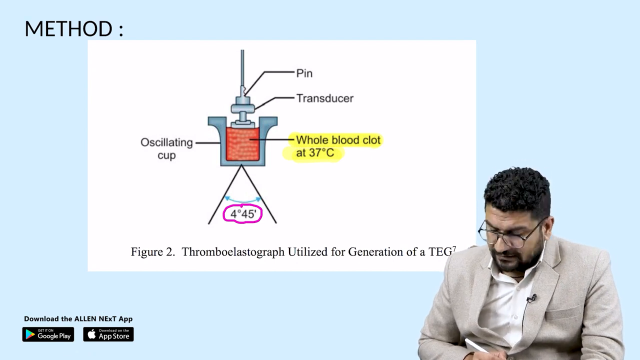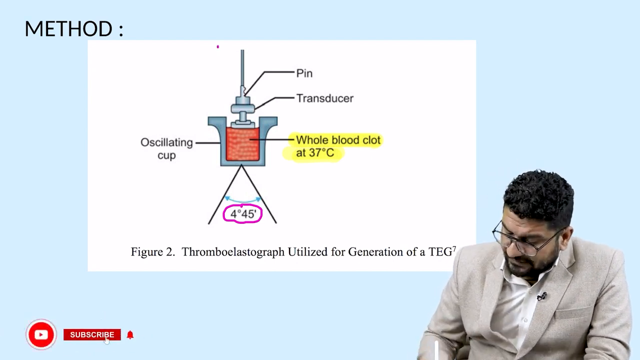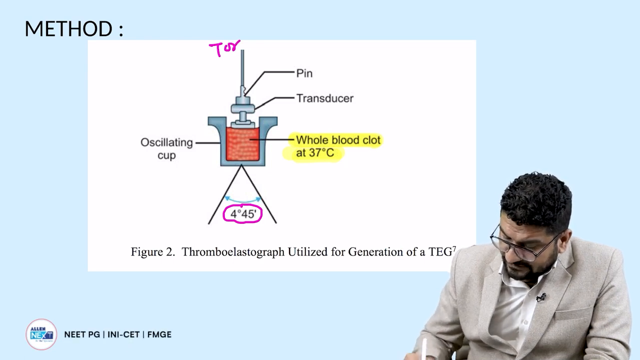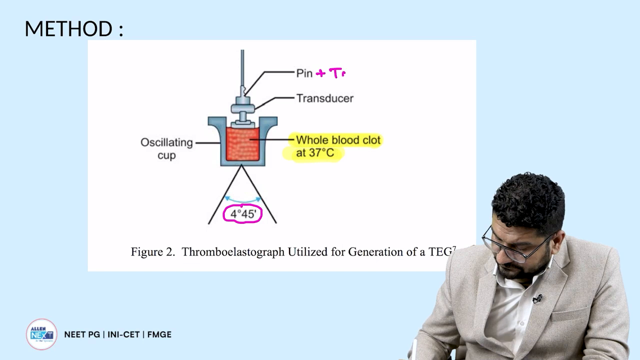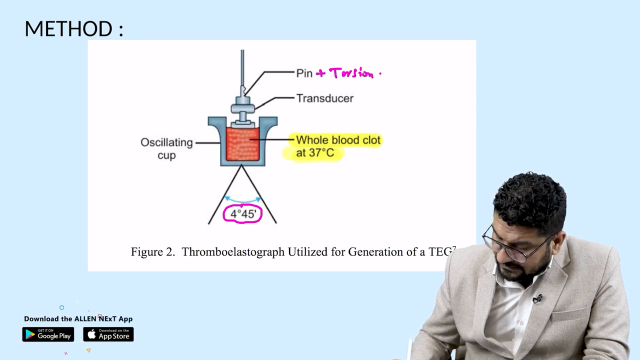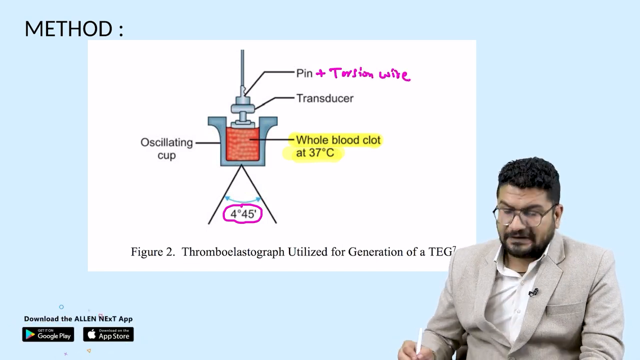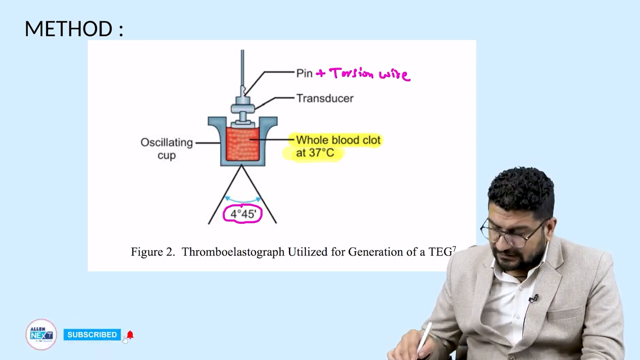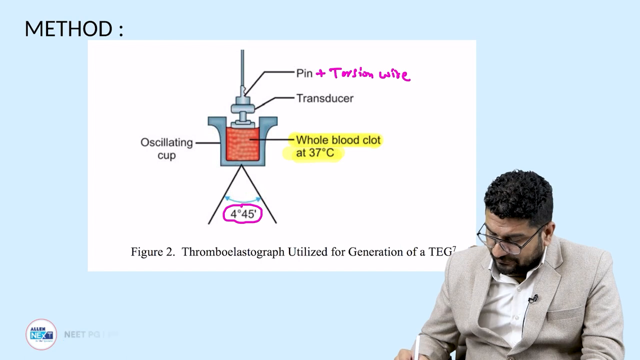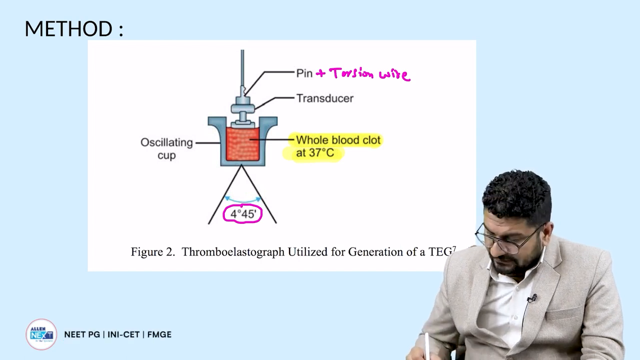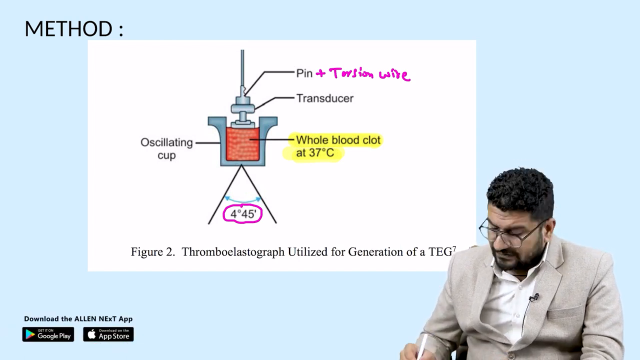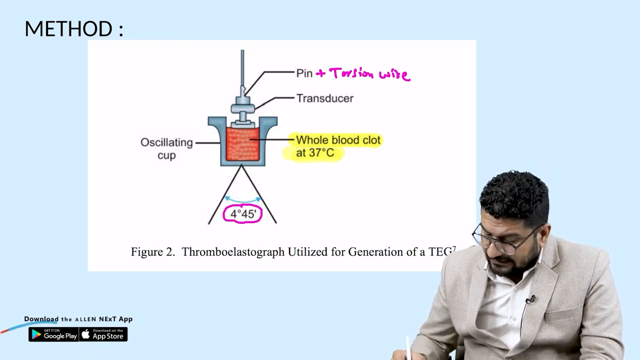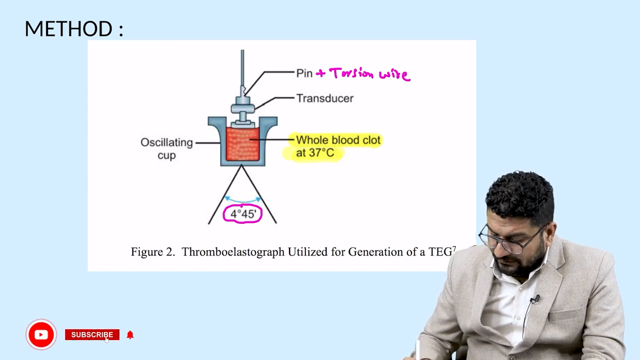Try to understand this. What we do is attach a torsion wire. So this pin with the torsion wire is attached, and with this you can notice that the cup will oscillate around this torsion pin, and you can see there is formation of clot. This clot will form and adhere to the pin, and through an electromechanical transducer we have attached this.